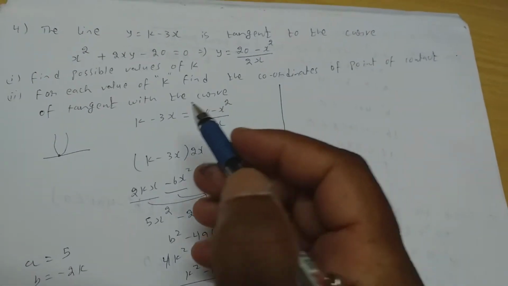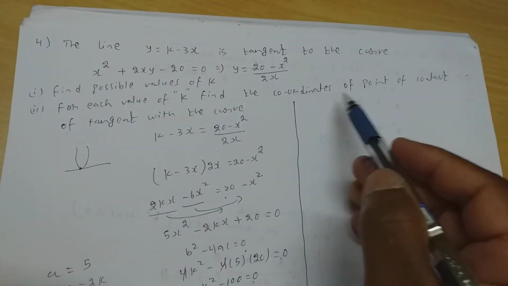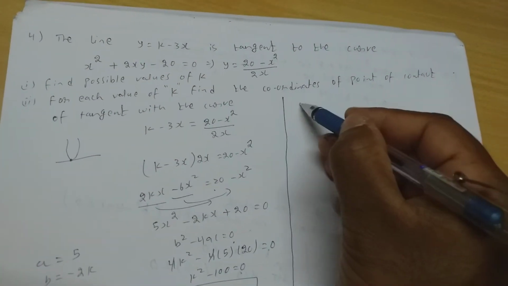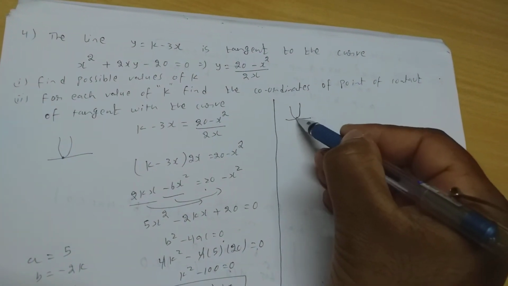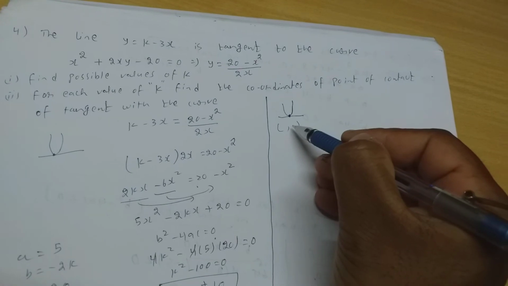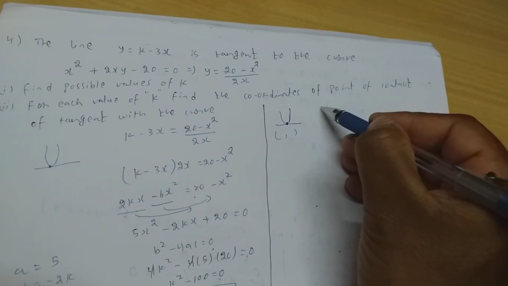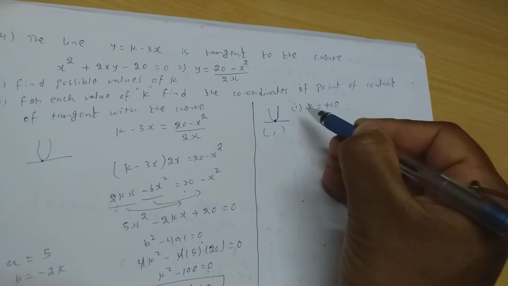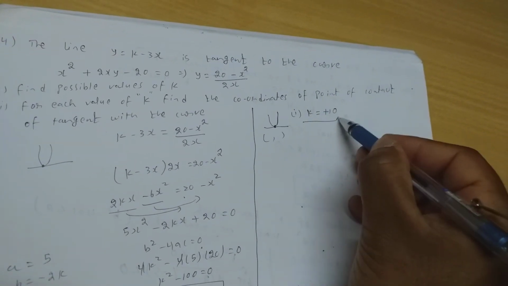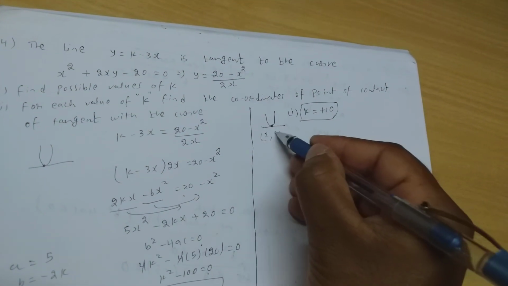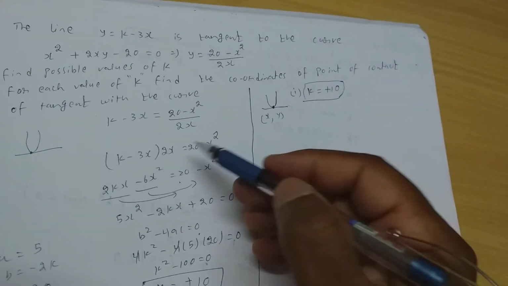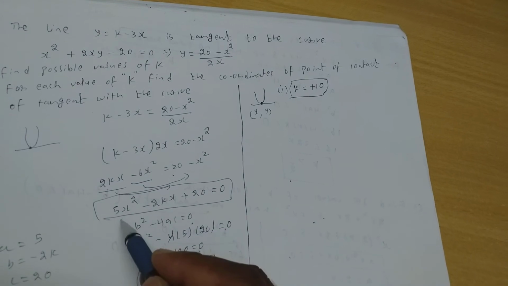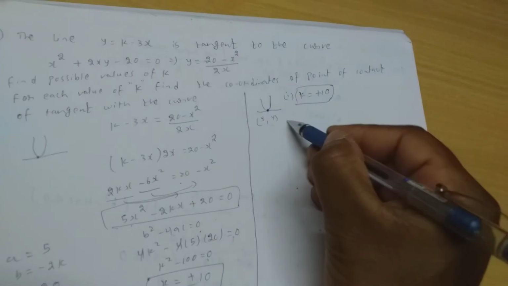Now look at the second bit. For each value of k, find the coordinates of the point of contact of the tangent with the curve. So they are asking us for the coordinates of this point now. Let us take the first k value to be plus 10. Where will I use this k to be plus 10 to get the value for x or y? If I observe all this, I can use k here to get the value for x. So you place it there.